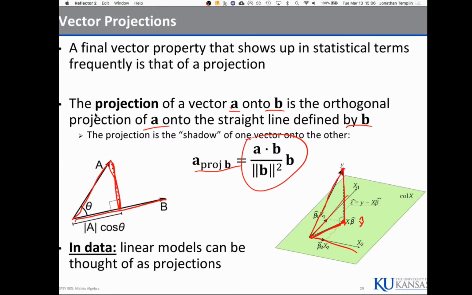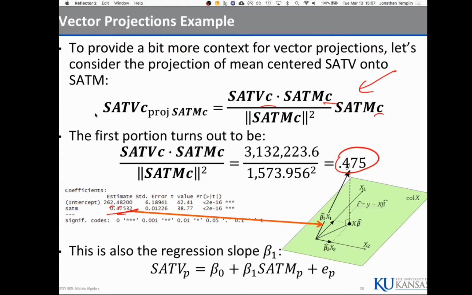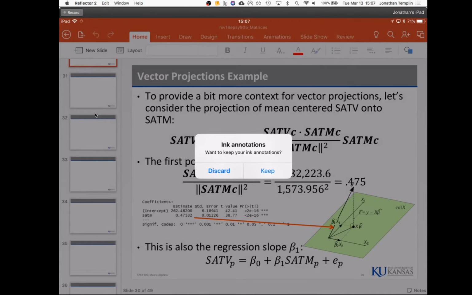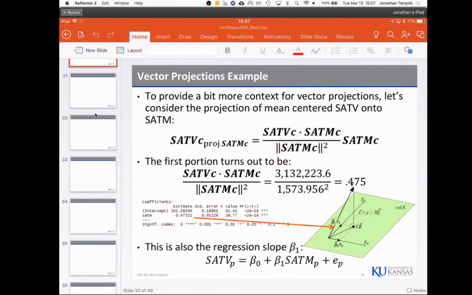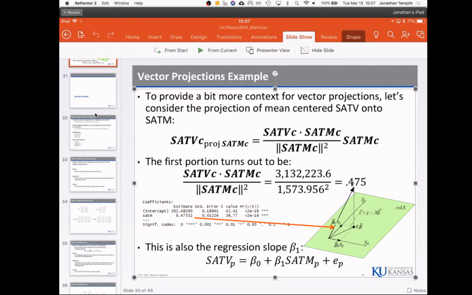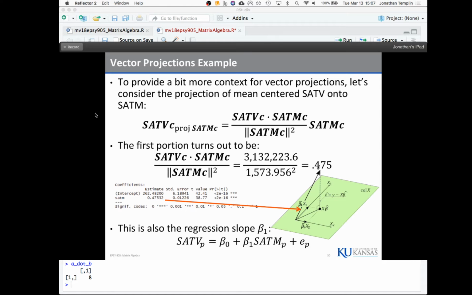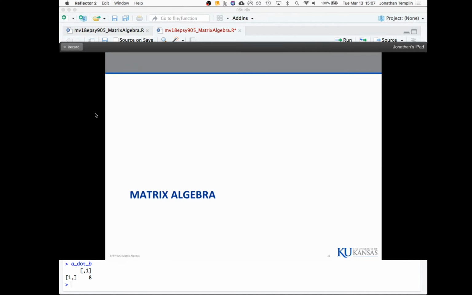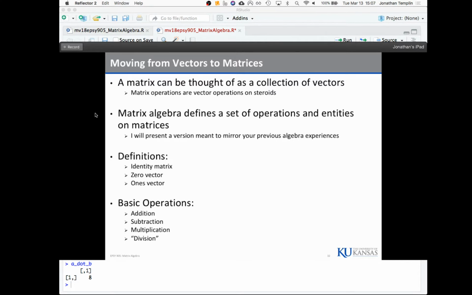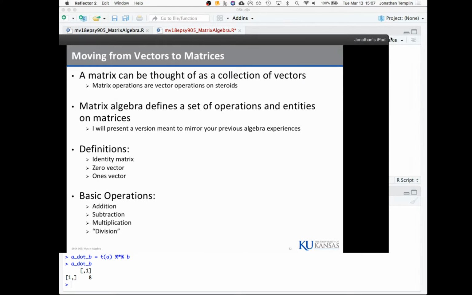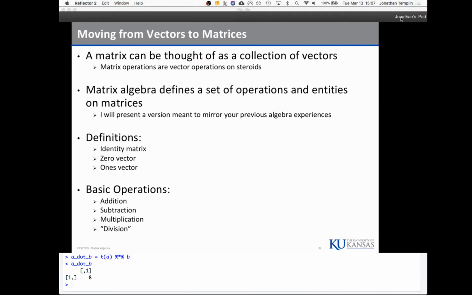Back to, uh-oh. Yeah. Let's try this again. Let's go to a slideshow. Go. All right, here we go. Matrix algebra. Make this a little bigger. Maybe.